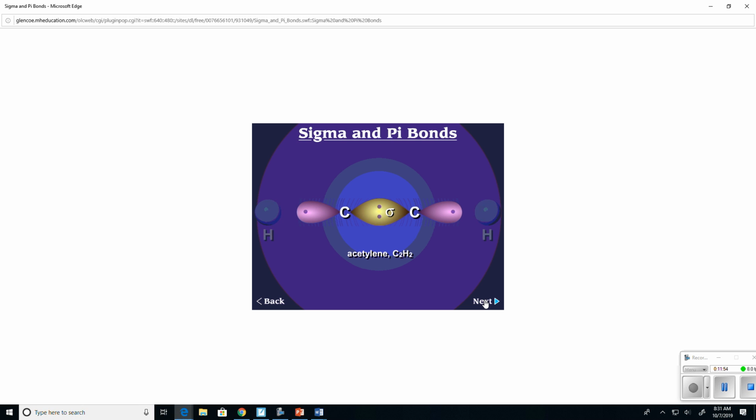Okay, so we form a sigma bond. When we add the hydrogens, the remaining sp hybrid orbital on each carbon forms a sigma bond with a hydrogen. I'm going to skip ahead again. There are still two more bonds to explain.